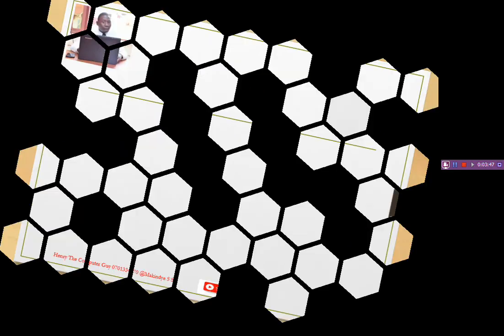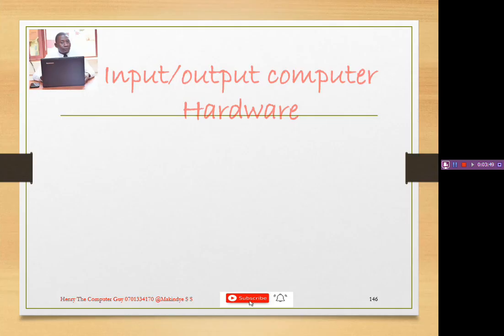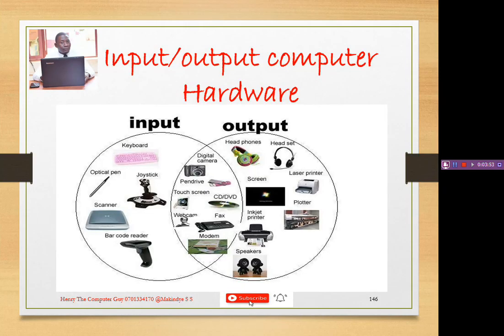We continue. So when we look at again the input output, we have a diagram here. This side they have given us that we have input and this side we have output. So that means that we can have a circle here having input. Then in the middle we are going to be having those ones that can act as input and at the same time act as output. So this side we have the input: keyboard, optical pen, we can have the joystick, the scanner, barcode readers, the digital camera, many of them are here, the modem, the fax, the webcam, the touch screen, the pen drive and others.